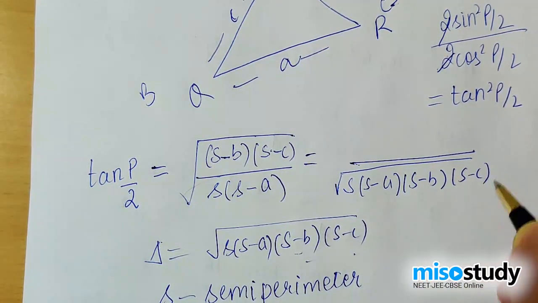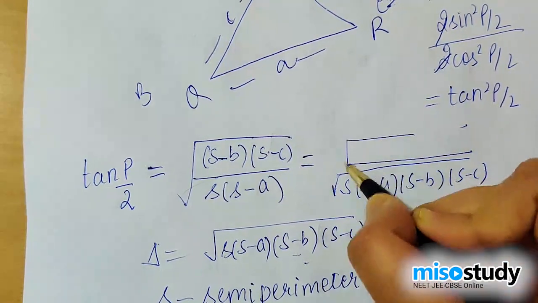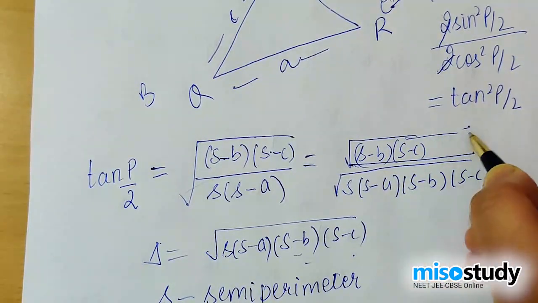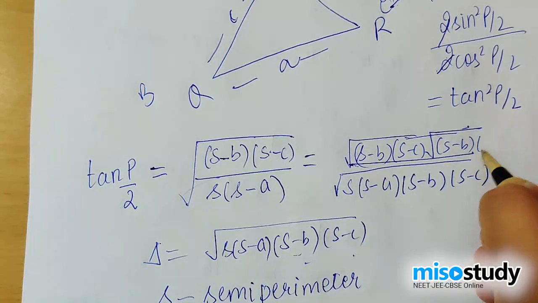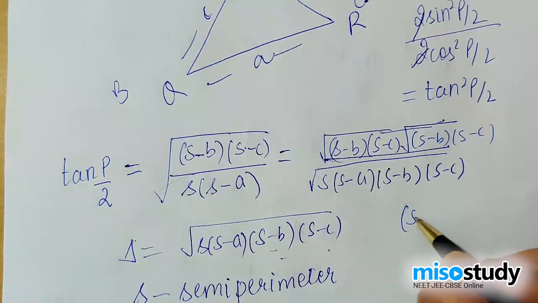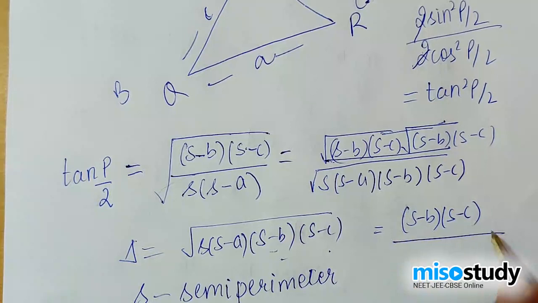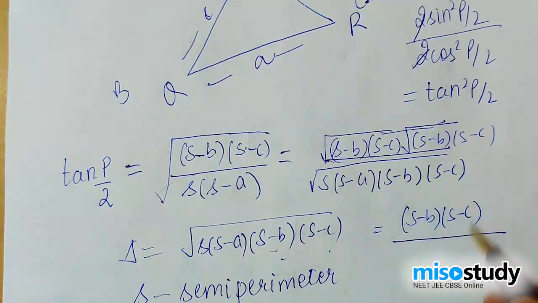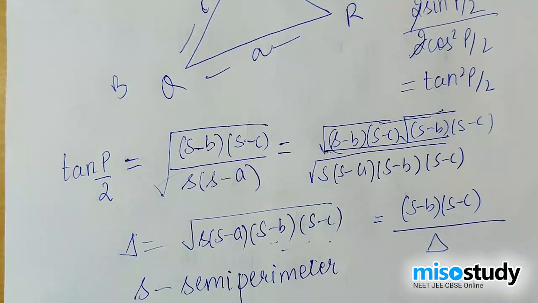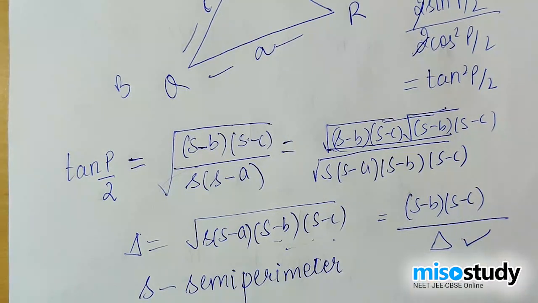so I multiplied under root s minus b, s minus c in the numerator as well as the denominator. Once I multiply this in both, my simplified expression would be, this under root will neutralize and I'll just have s minus b into s minus c over here upon delta, because by Heron's formula this is the area of the triangle, right? Understood?